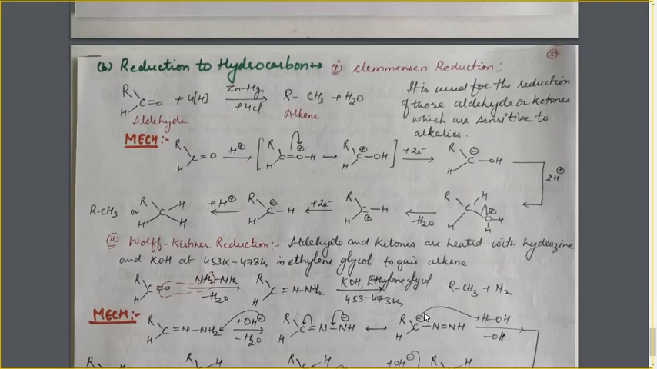The same question: if we carry out the complete reduction of aldehydes and ketones, they first move to the alcohols and then, on complete reduction, they will be reduced to hydrocarbons. How will this take place? There are two methods for this reduction to hydrocarbons. One is Clemmensen reduction and the other one is the Wolff-Kishner reduction.